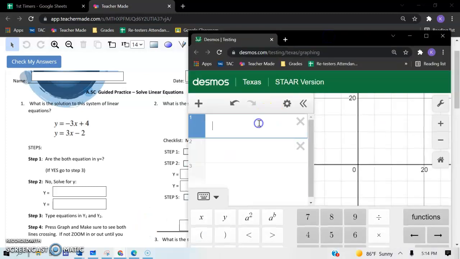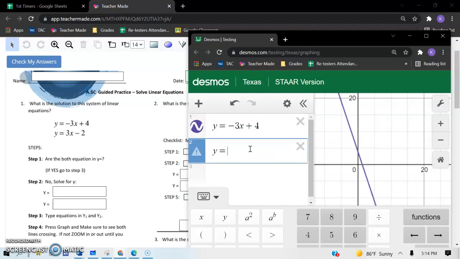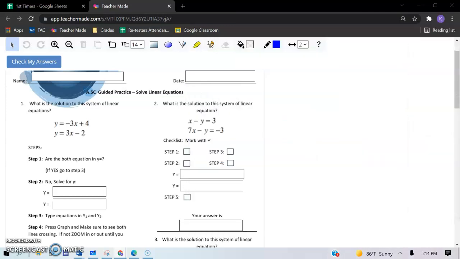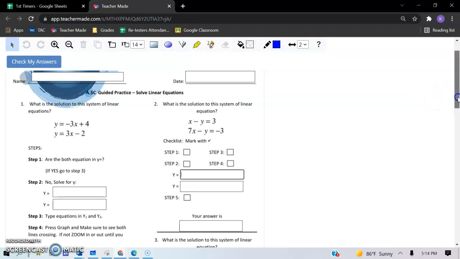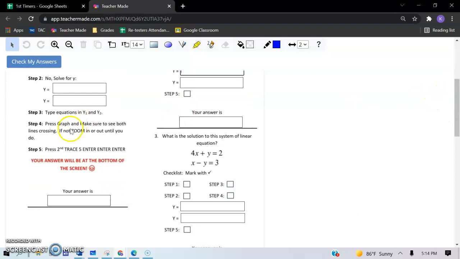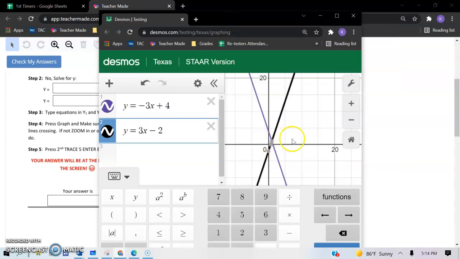So I'm just going to go here for number 1, y equals negative 3x plus 4. And number 2, y equals 3x minus 2. And then from there, these instructions are for the TI-84s. We're not doing that, so we're just going to find out the answer. And the answer on this one is where they're crossing.